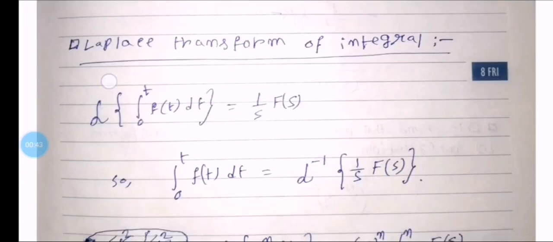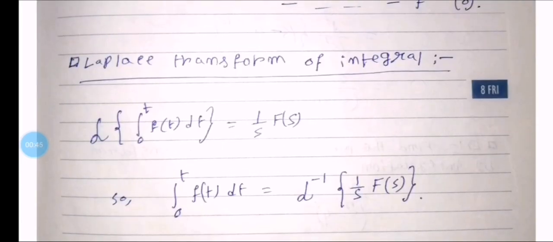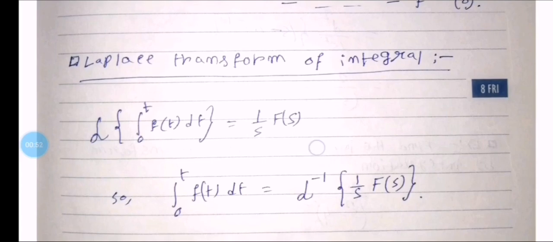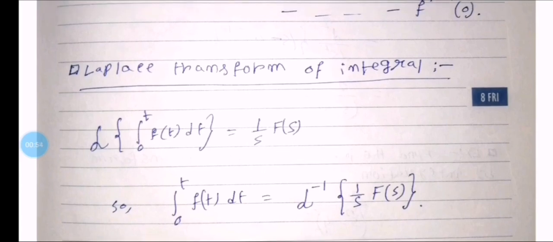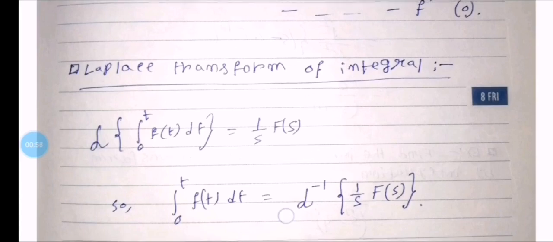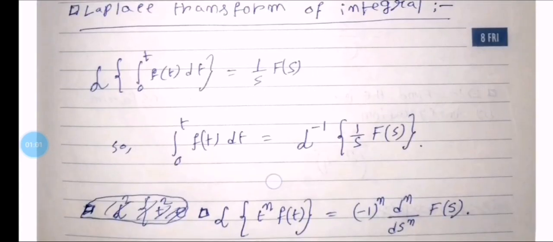So Laplace transform for integral. L of integration 0 to t f of t we can write as 1 by s F of s, where F of s is the Laplace transformation of the function f of t. So F of s equals L of f of t. So integration 0 to t f t dt we can write as L inverse of 1 by s F of s.